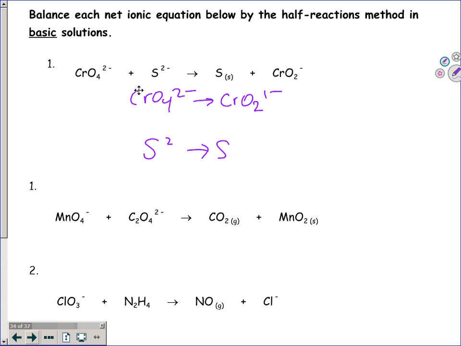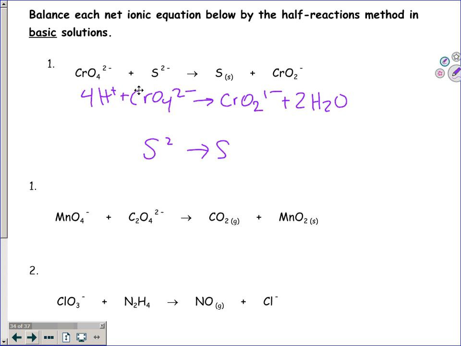So you've got chromate, right? Chromate and chromium are balanced. What do you guys want to add next? 2 waters to the product side. Okay. What do you want to add next? Say again? 4 H pluses to the reactant side. Okay. So chromiums, hydrogens, and oxygens are balanced up there.